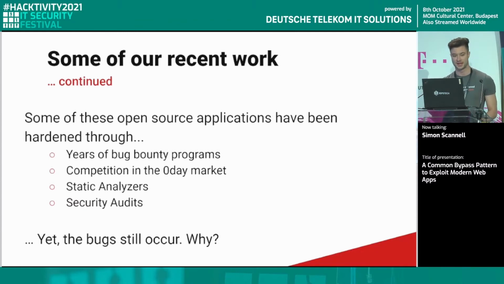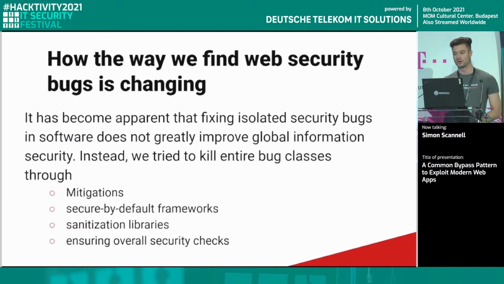We've had plenty of static analyzers thrown at them. We've had tons of different tools to find bugs, and we've had independent security audits. But these bugs still occur, and the question is, why does this happen, and how can we find bugs in there? So over the last few years, we've noticed that the way web security bugs are found is changing.